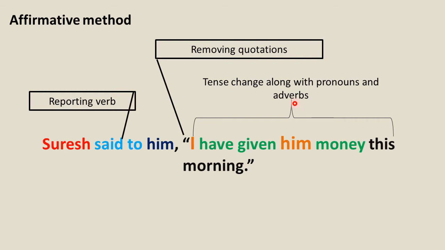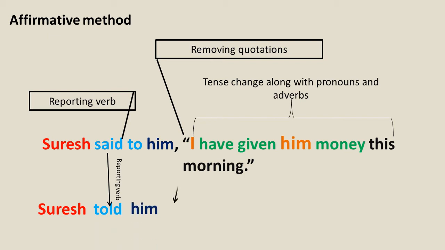Now let us see how the changes are made in the indirect speech of this given example. The first one is the reporting verb. As it is the affirmative method, let me remind you, there are 2 types of reporting verbs: one is said and another one is said to. Said will remain the same in indirect speech, whereas said to becomes told. That is the point you have to remember.